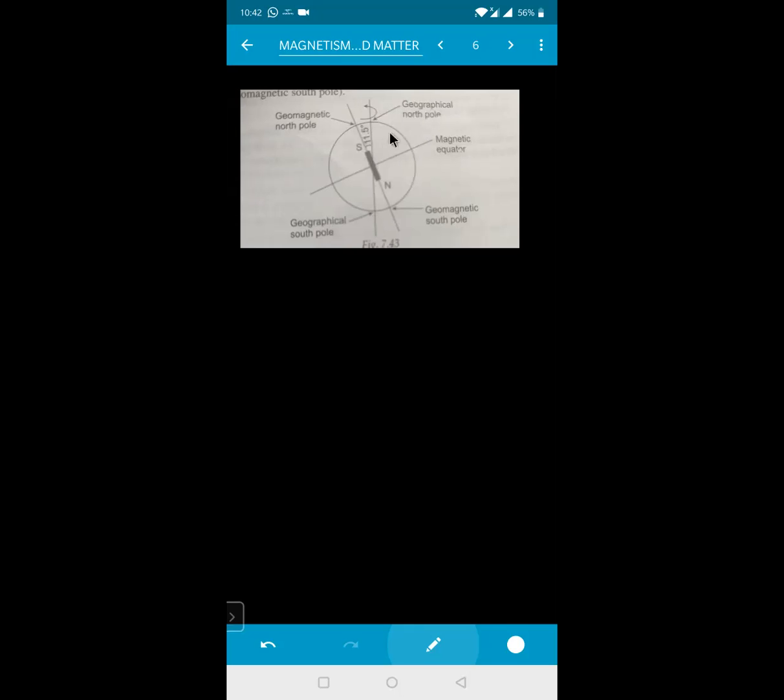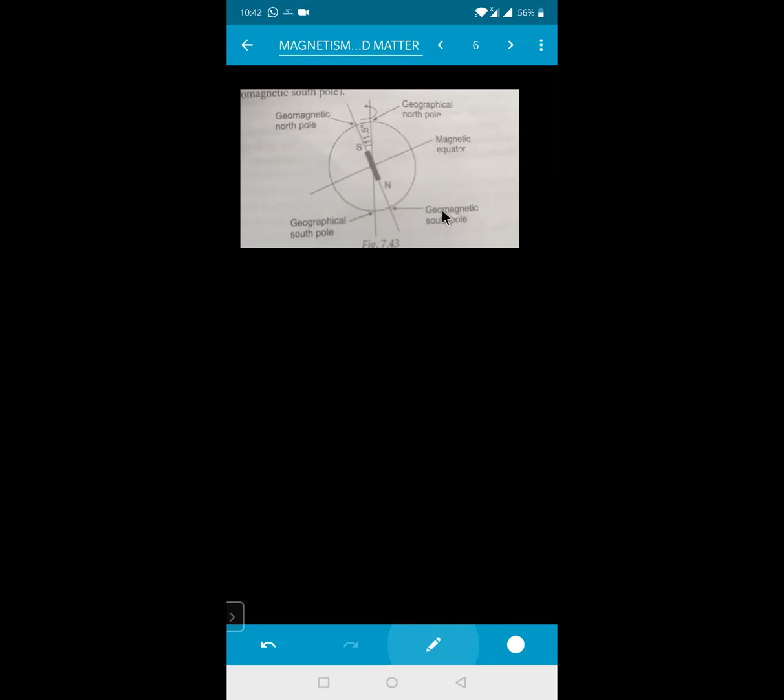Now we know that at the center of the earth there is a core like a magnet. We are assuming as if a certain magnet is present at the center, then the axis of the magnet is not exactly along the axis of the earth. It is slightly inclined. How much angle is it inclined? It is 11.5 degrees, 7.5 degrees, isn't it? So the axis which passes through the magnet is called this. This is called the geomagnetic north pole, and this is your geomagnetic south pole.